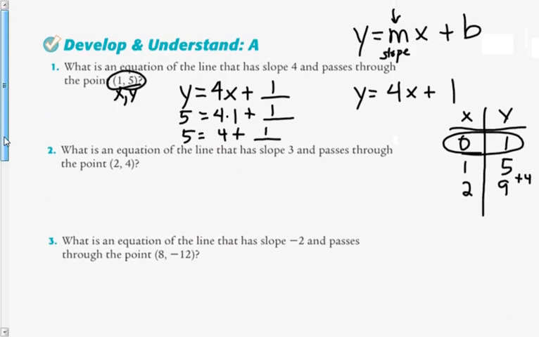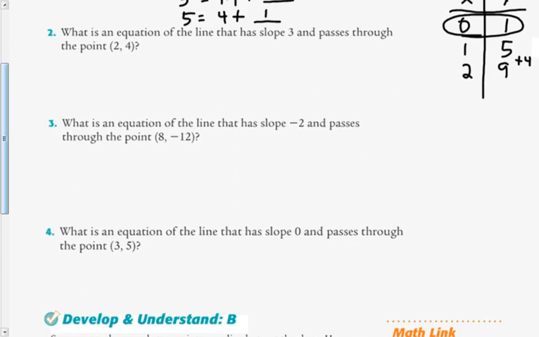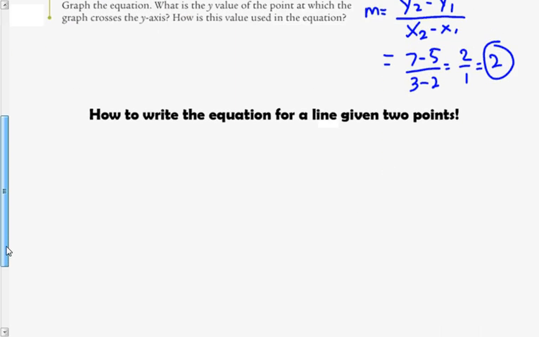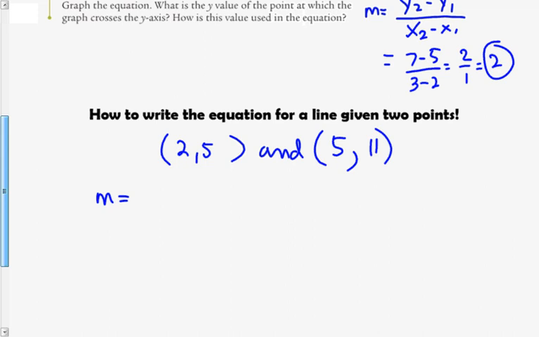All right, so what if I have a situation where I'm given 2 points and I want to write the equation. And I know that obviously there's one line that goes through 2 points. So let's say I have 2 points like 2, 5 and 5, 11. Okay, so right away, I know that there's one line that goes through those 2 points. And through any 2 points, I can find the slope just by using this formula.